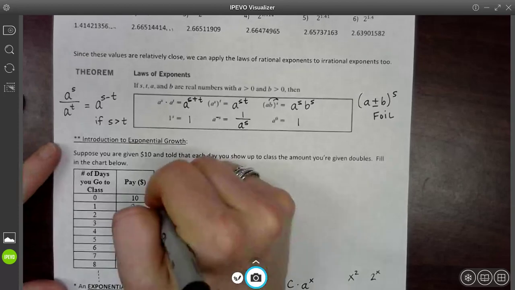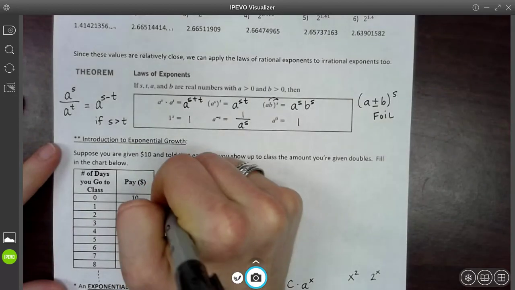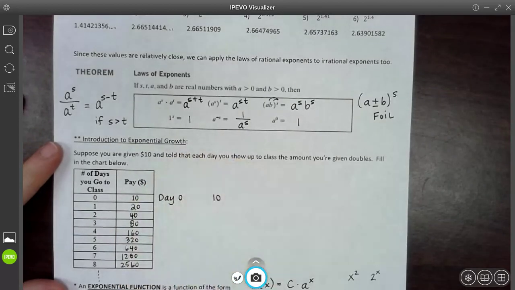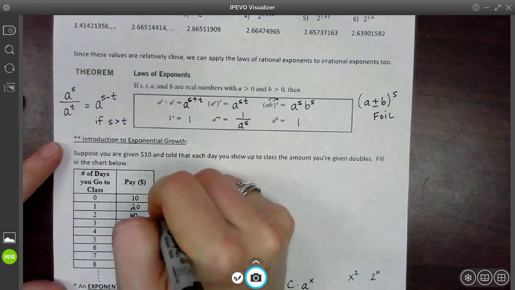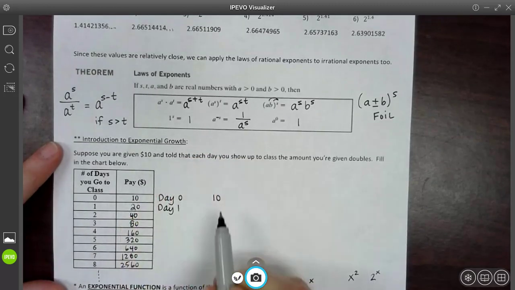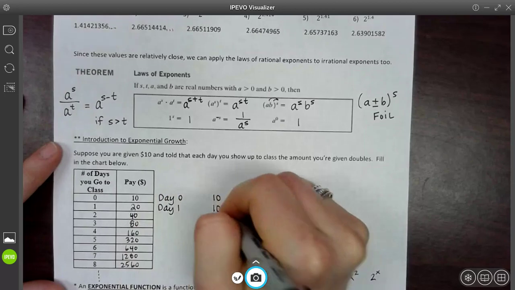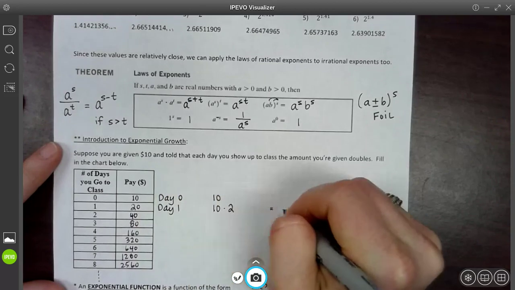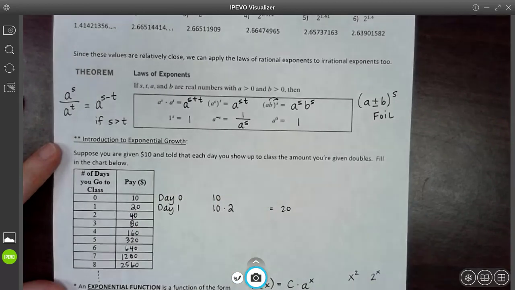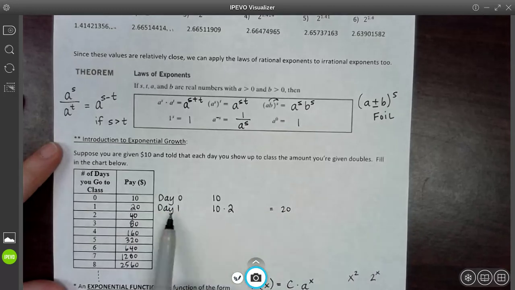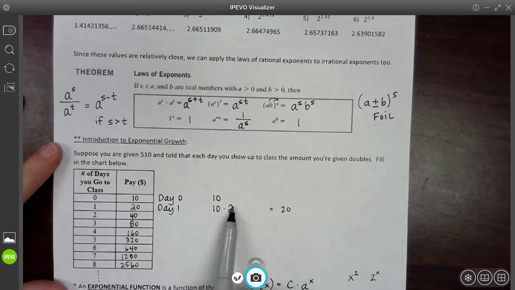On day 0, you had 10 bucks, right? Okay. On day 1, you're going to take that $10 and you're going to double it. So you're going to times it by 2. We get 20 bucks, right? Okay. So notice on day 1, you're taking 10 and you're timesing it by 2 to a power of 1. Day 1, power of 1.